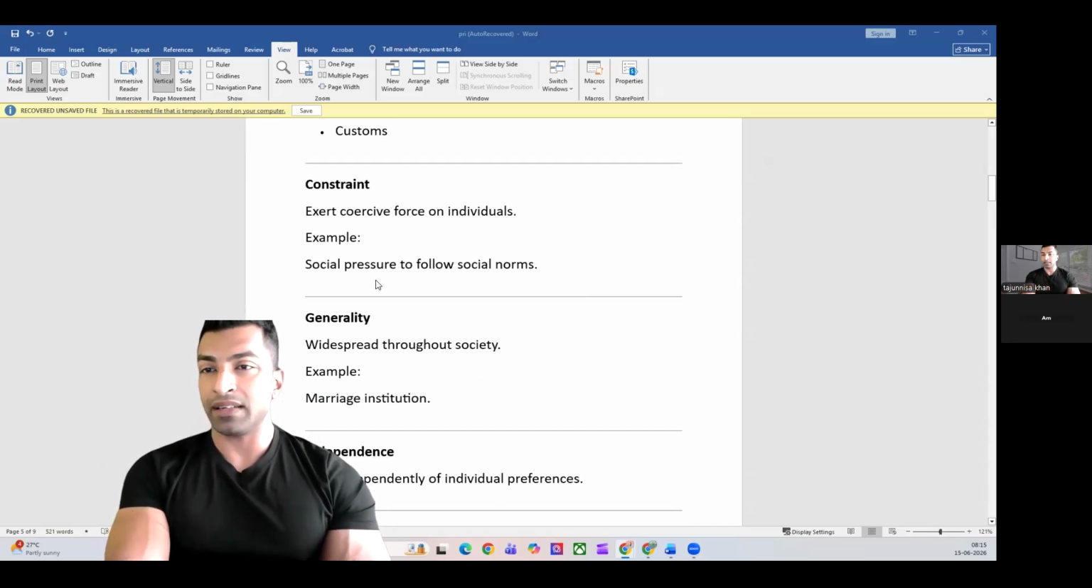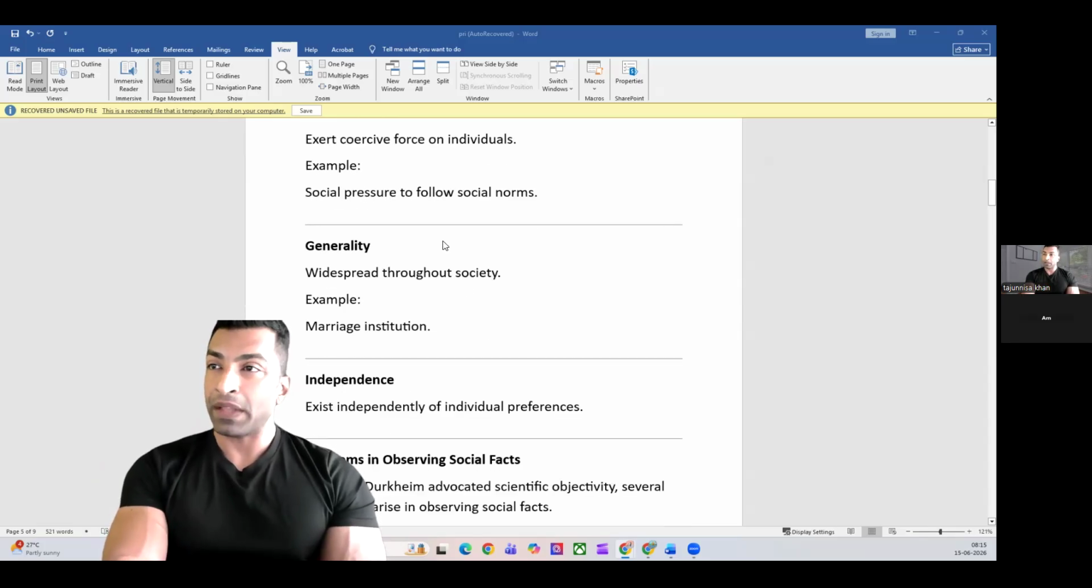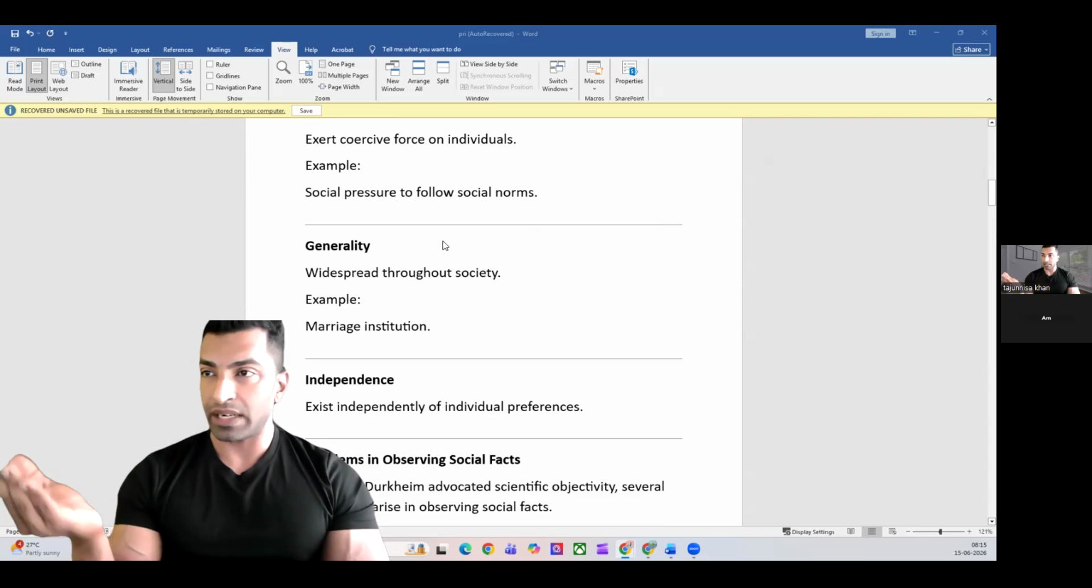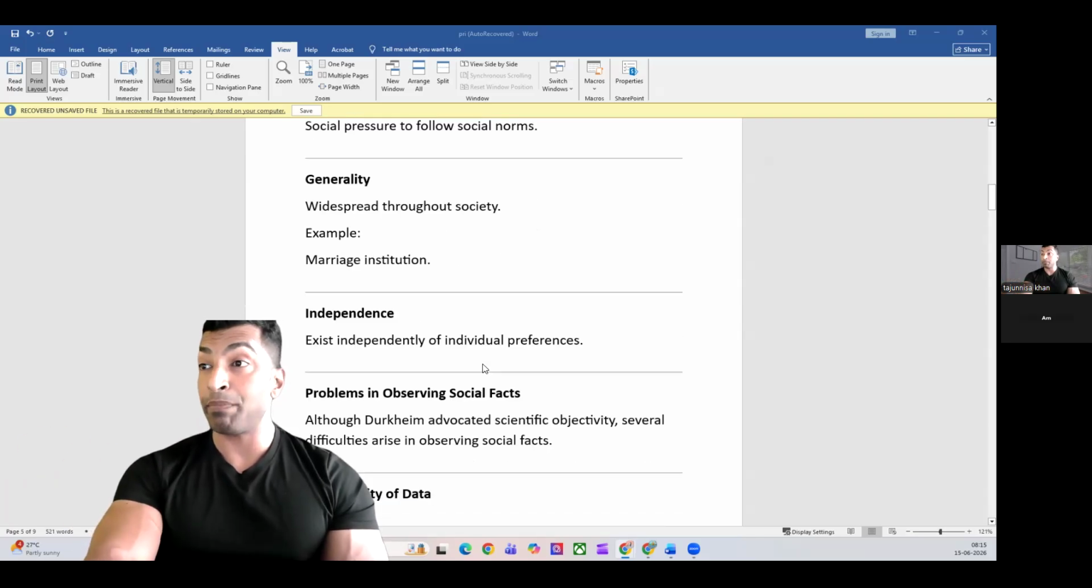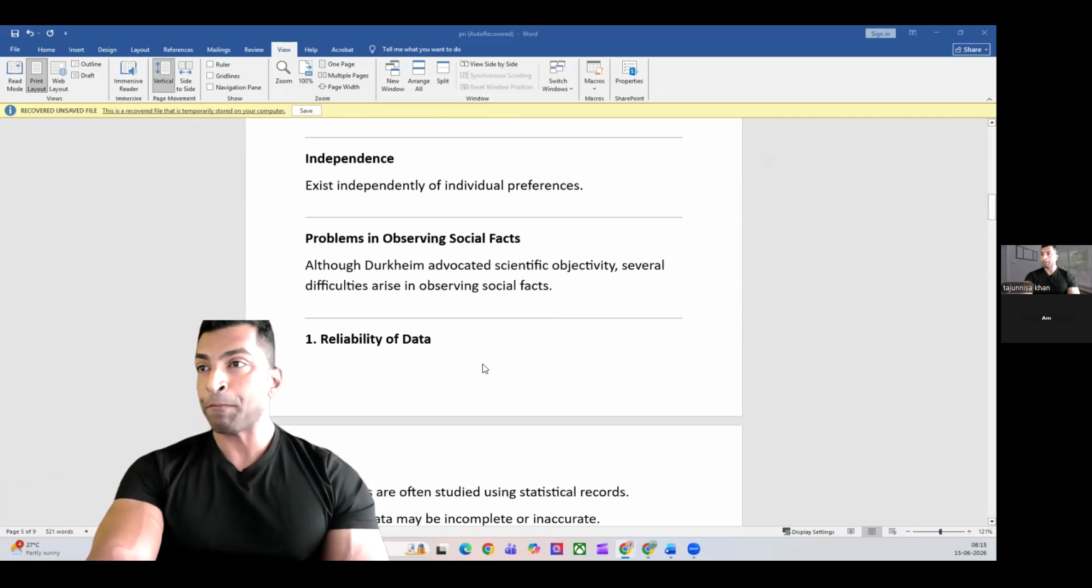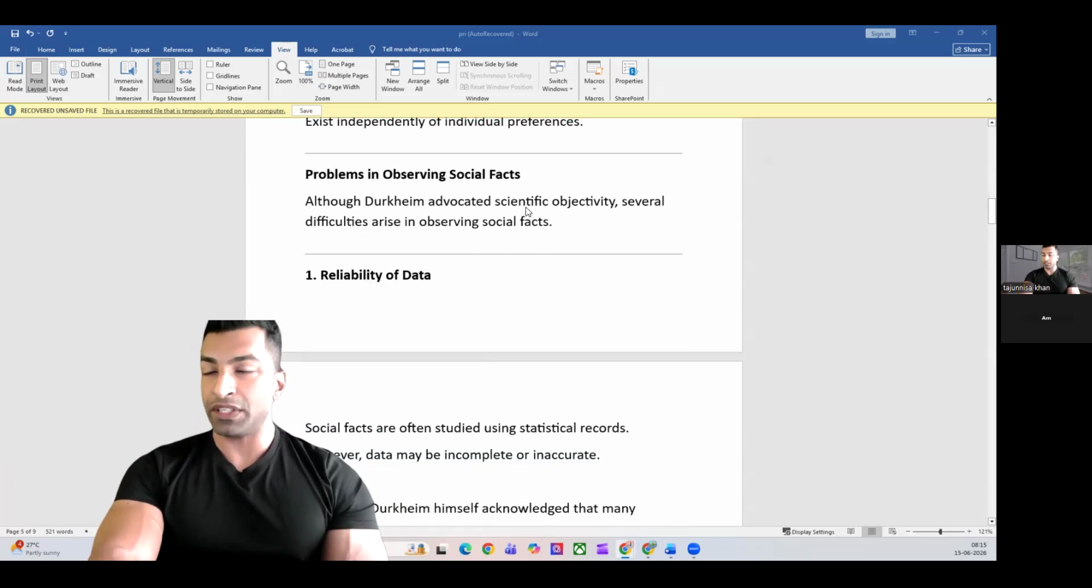So you can follow that, you can explain that social pressure to follow the social norms. Generality, it's widespread throughout the society, right? And independence, they exist independent of individual preferences. Now talk about the problems in observing social facts. All these we did enough discussion in the class, so I'm not getting into the depth of it.